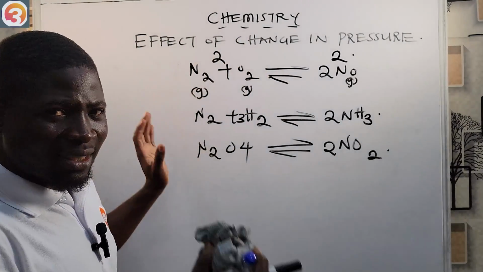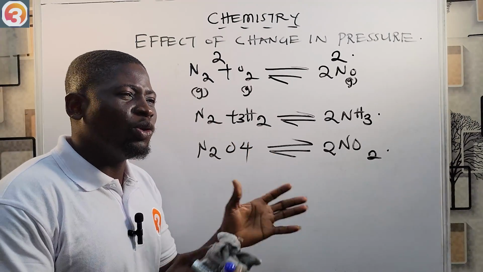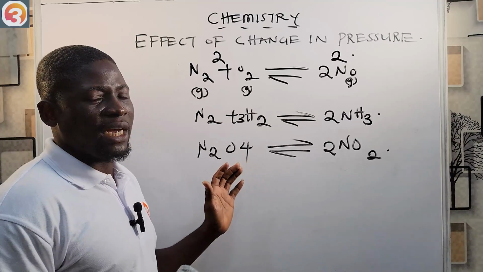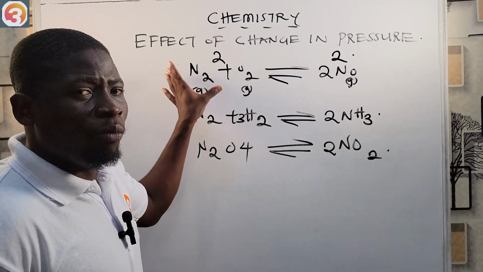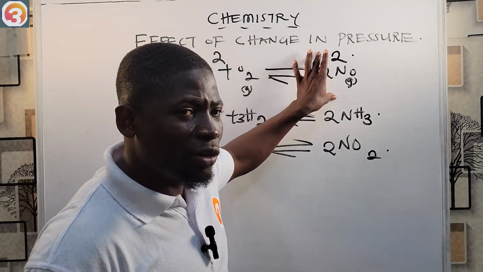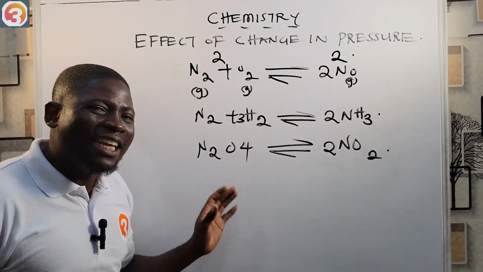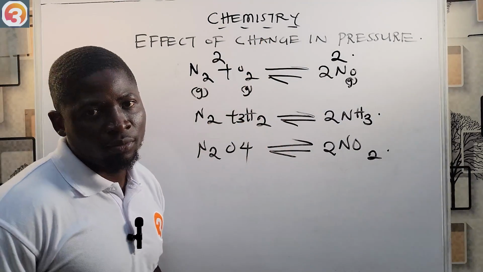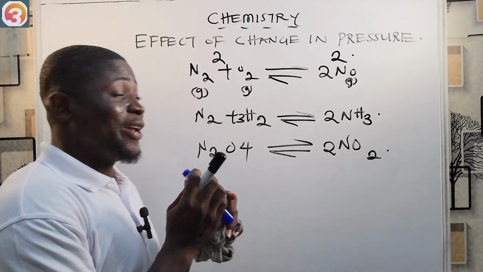Because we have stated that I give you 2 conditions where the change in pressure will not have any effect on the reversible reaction or on the equilibrium position. Once the number of moles or volume of gas on the left hand side is equal to the number of moles or volume of gas on the right hand side, the change in pressure will not have any effect on this kind of reaction. So you have to open your eyes very well so that you understand.